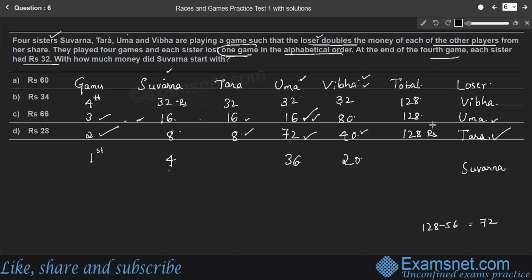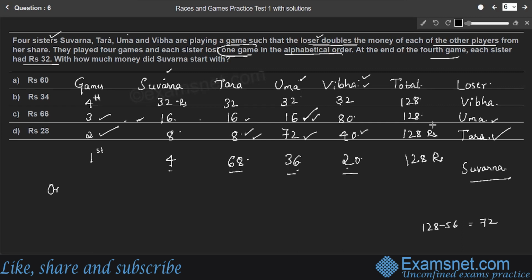So the total is 4 plus 36, 40, right? 40 plus 20, which is 60. And Tara had 68 rupees, so that the total money is 128 rupees with them, right? So Tara had 68 rupees in the first game and she lost in the second game. That is the meaning, right? Now come to the loser in the first game, who is Suvarna. Suvarna was the loser and she distributed her money to the remaining persons. Their money got doubled in the first game.